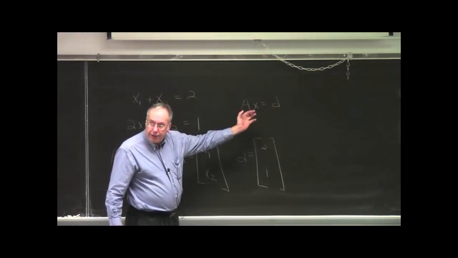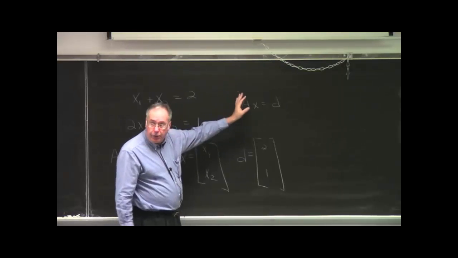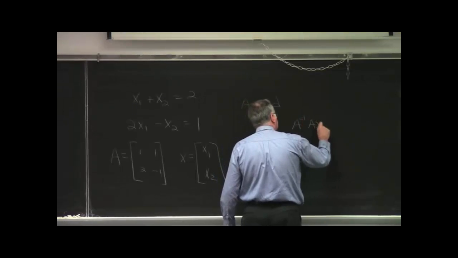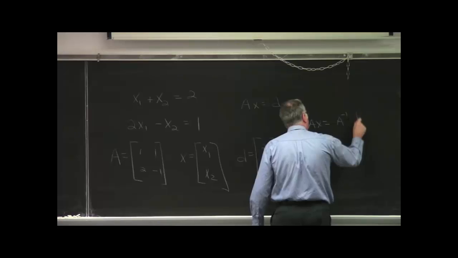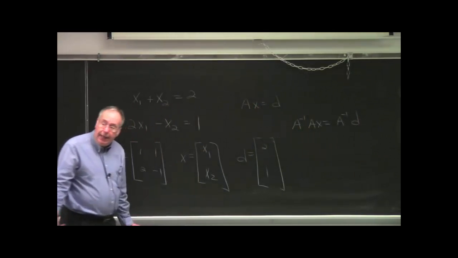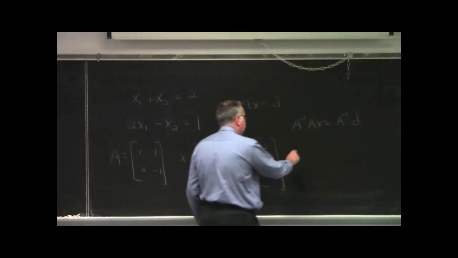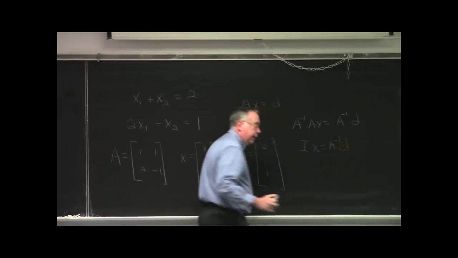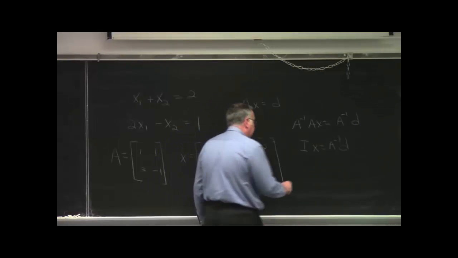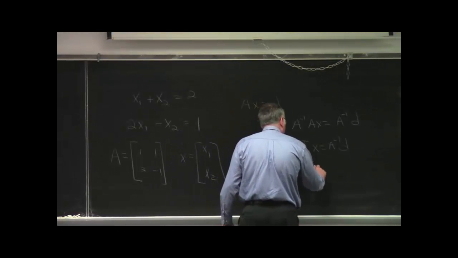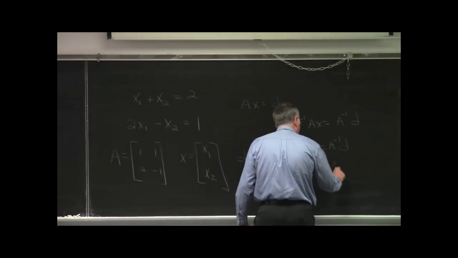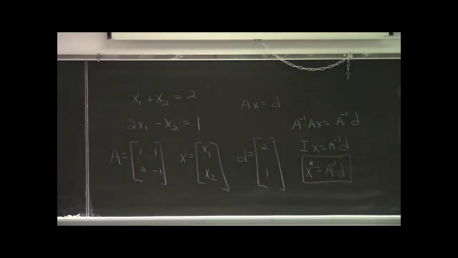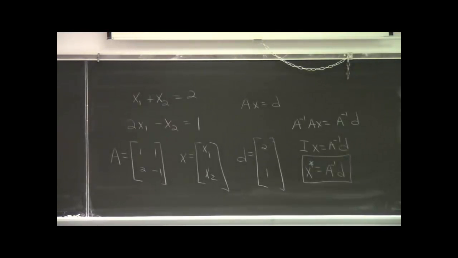Once we have A inverse, we can pre-multiply both sides of this equation system by A inverse, and we get A inverse A x equals A inverse d. A inverse times A is just the identity, so it's Ix equals A inverse d. Then we can delete the identity, and we have our solution vector: x star equals A inverse d. So that's the method we're going to use to solve this equation system.